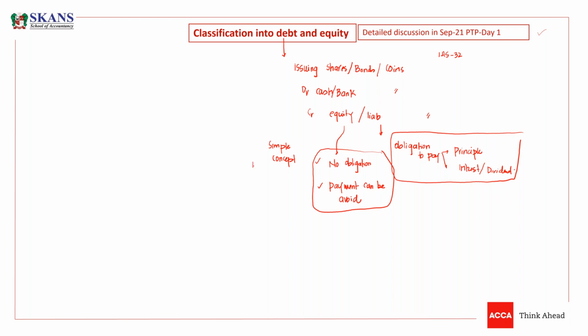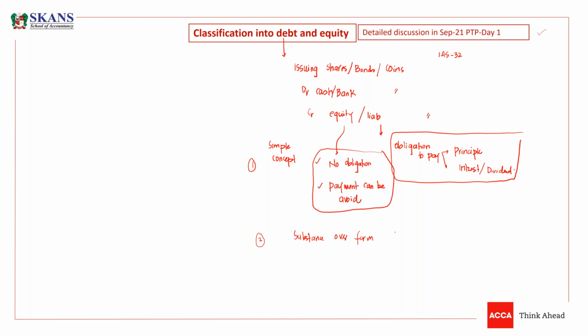There is one more criterion, which is substance over form. You can write substance over form as well. It means it is the substance of the preference share which will decide whether it is equity or liability. It is not the legal status of the preference shares. Usually under law, preference shares are equity, but we don't follow law when we classify financial instruments, issues of shares, or issues of loan notes into liability and equity. So these are the basic criteria.